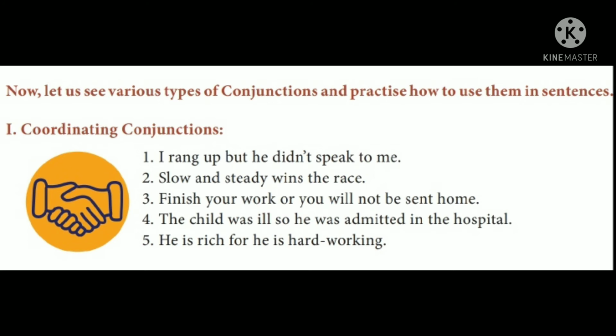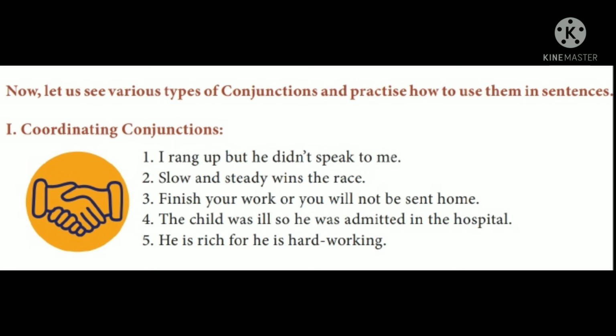Here a few example sentences are given, so you can better underline the coordinating conjunctions given in the 5 sentences. First one, I rang up but he didn't speak to me. So here the word but is a coordinating conjunction. You can underline that one. Slow and steady wins the race. Here and is the coordinating conjunction.